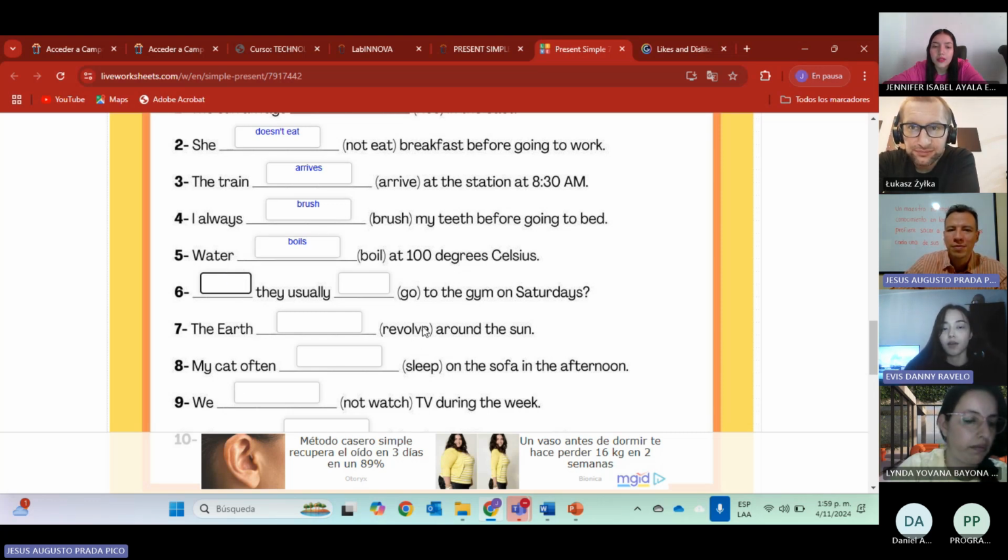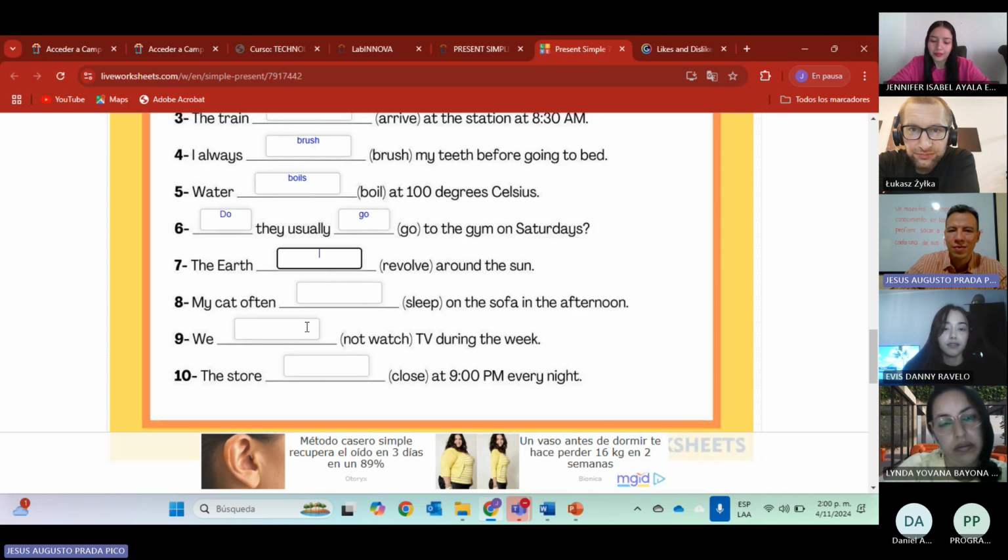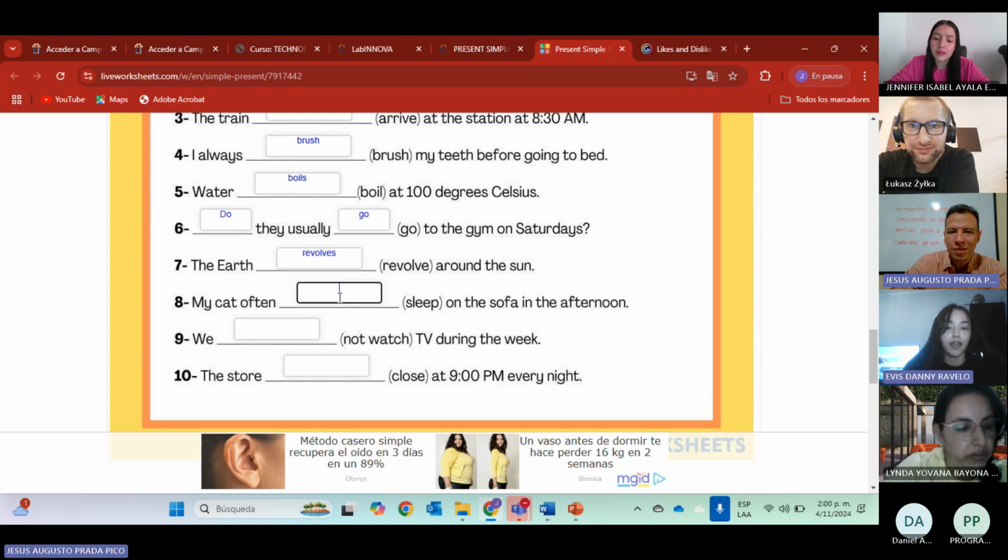Okay, let's do the equation. So now remember that in questions we have a different form. So what is the helping verb that we use in the interrogative and negative? Do. Do they usually go? Very good. So even in equation, I must leave the verb in the base form after using the helping verb. Now, the earth revolves around the sun. Very good. So still singular, so we add s.